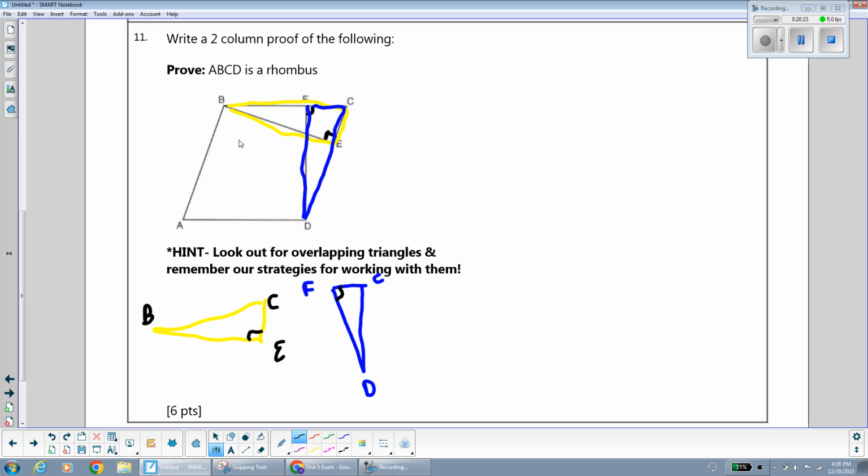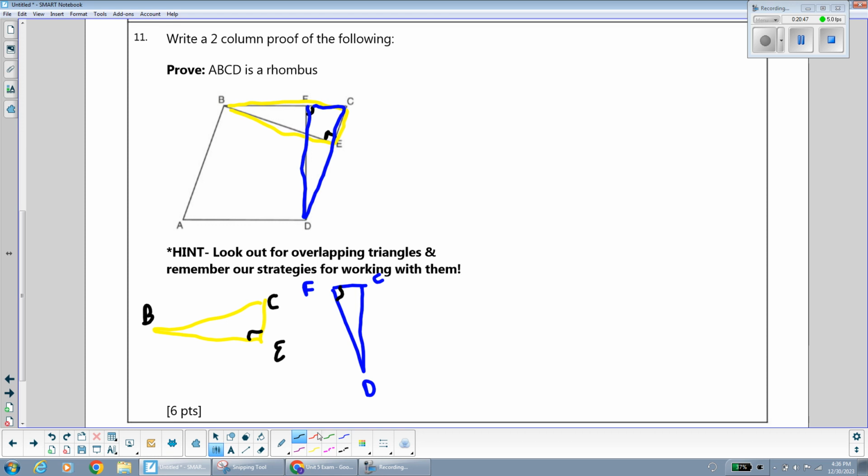So as long as we can show that two sides next to each other are congruent, so here BC and CD would be our best options because BC and CD are sides of the triangles that are overlapping. So if we can prove the yellow and the blue triangles congruent, then we can just CPCTC, BC and CD, and then we'll have that it's a rhombus because consecutive sides will be congruent.